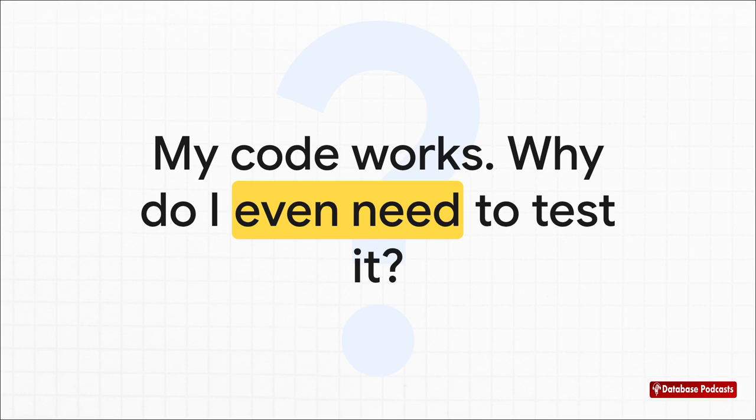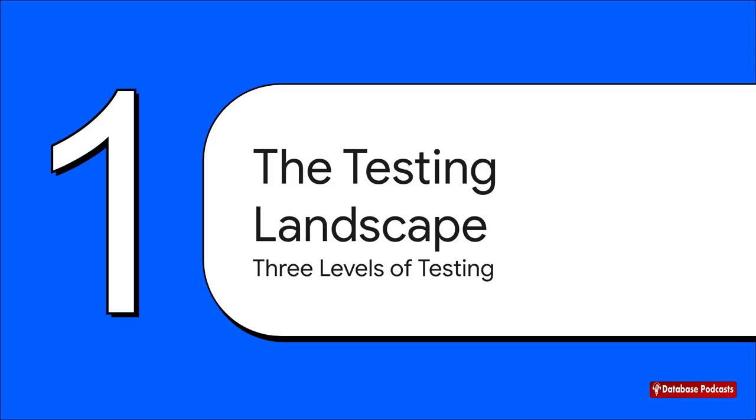But here's the thing. It works means a whole lot more than just, it doesn't crash on my machine. So to really answer that, we need to zoom out a bit and look at the whole testing landscape. See, testing isn't one single activity. It's really 3 different levels, kind of like 3 lines of defense for your code. Let's take a quick look.